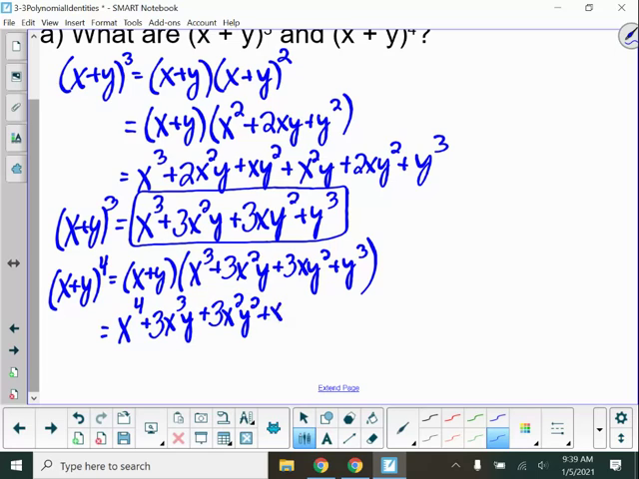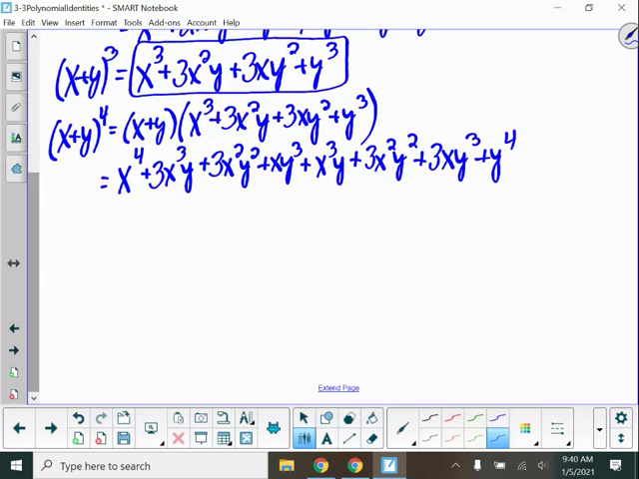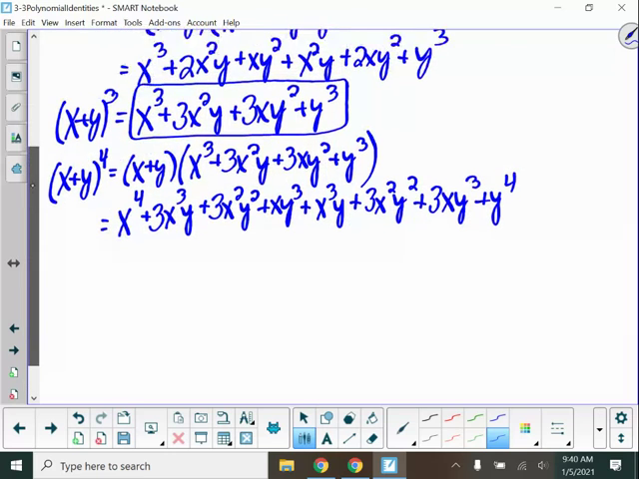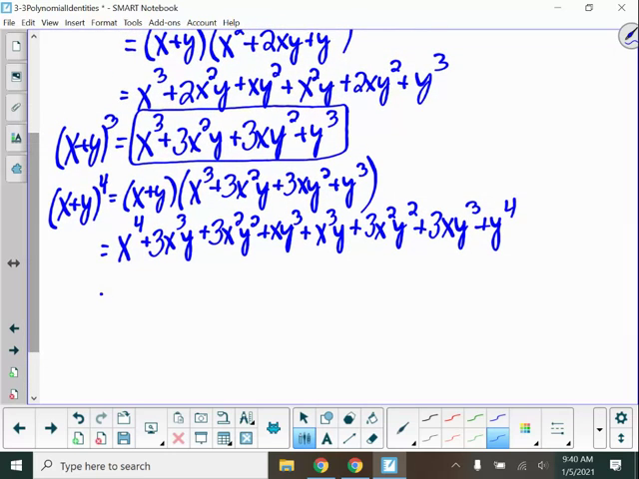plus xy cubed. Then I multiply the y, so plus x cubed y plus 3x squared y squared plus 3xy cubed, and then plus y to the fourth power. Give myself some more page here so we can look at this. And then we combine like terms.